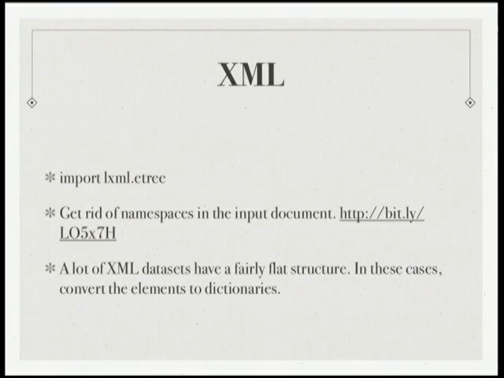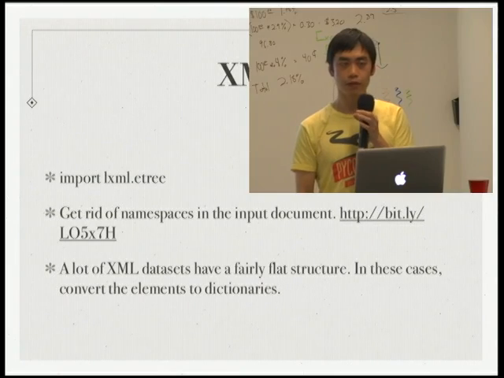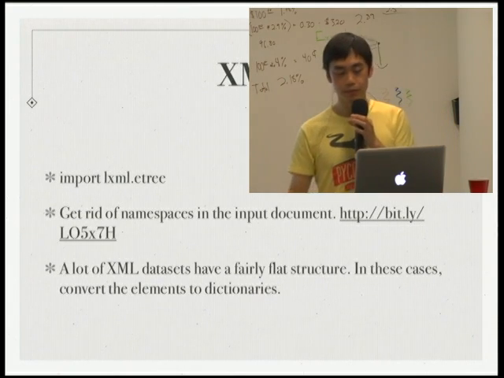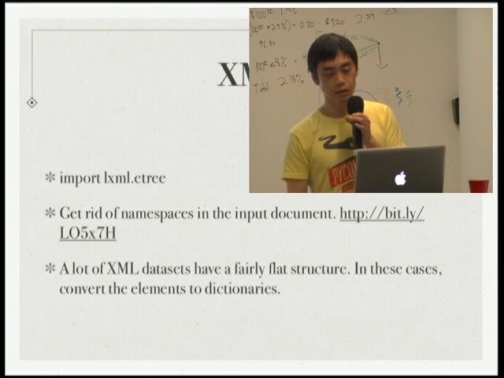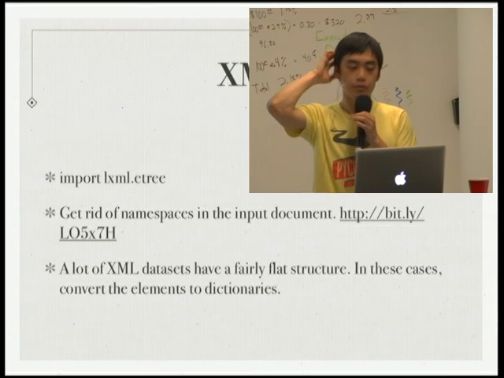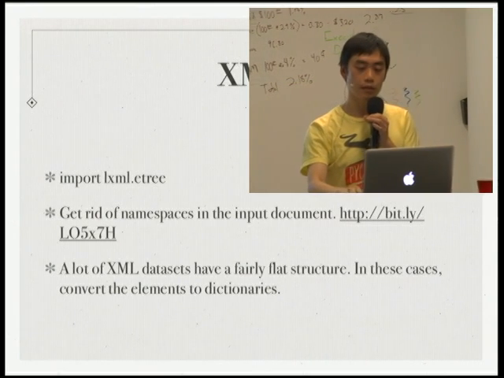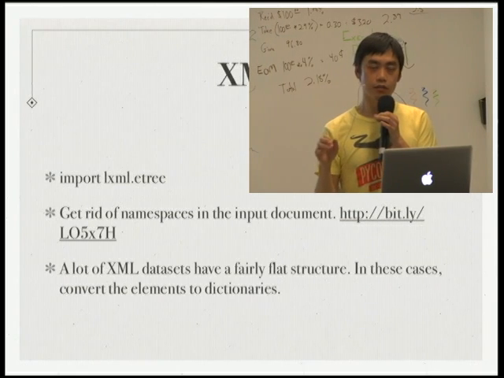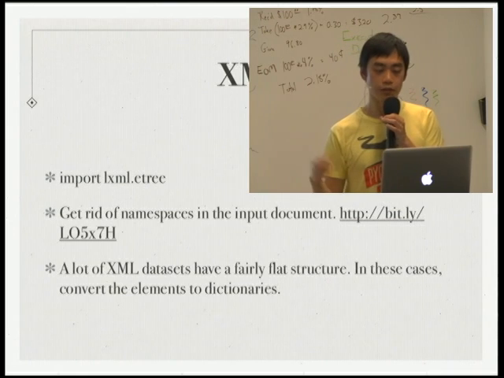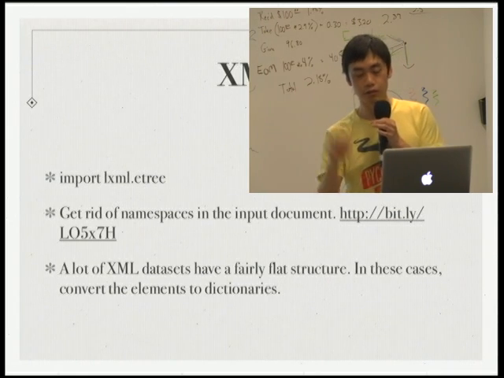XML, the recommended library that we use is lxml.etree. When it comes to namespaces in XML, if you're scraping, you have no use for them, you should just get rid of them. It just makes everything easier. There are a lot of XML data sets that are structurally very simple, that they're almost flat. When you come across these cases, you should just not even bother dealing with them as XML. Just use some kind of function that turns all of the elements into dictionaries.